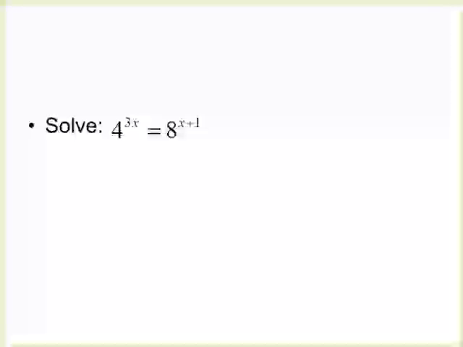2. So we can write a 4 as 2 squared, and that 3x is still just going to hang out. And we can write the 8 as 2 cubed, and the x plus 1 hangs out. So we're rewriting the 4 and the 8 so that they both have a base of 2.